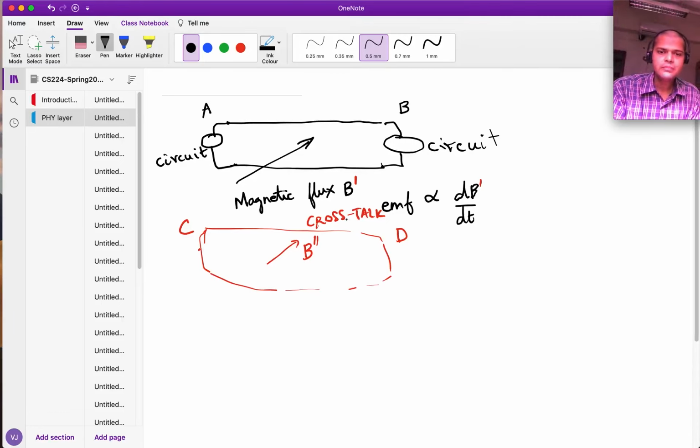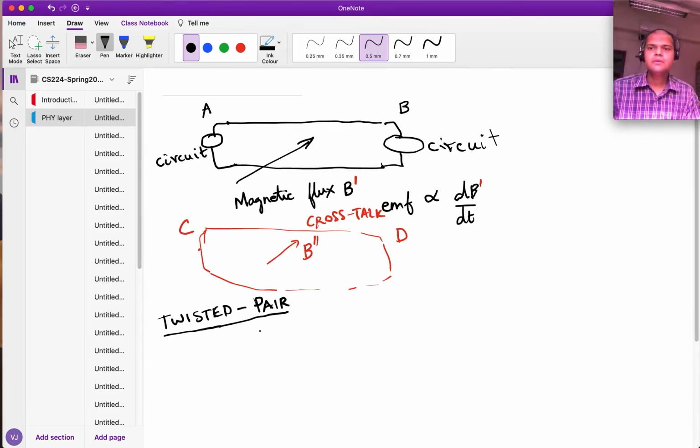And how is it done in practice? Well, there are different ways you would have studied. And one of them is the classic twisted pair. So if you have a landline telephone cable, or in fact pretty much any connector connecting your Wi-Fi router or whatever to some other connector, it will use cables which are twisted.